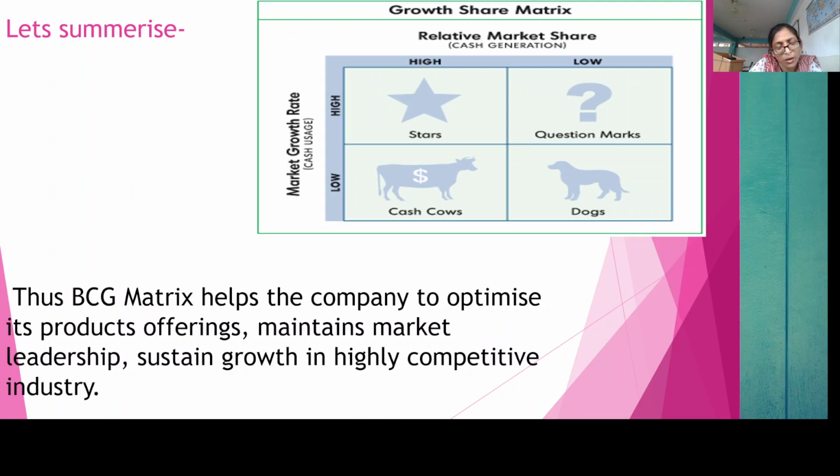Thus we can conclude that the BCG matrix helps the company optimize its product offerings, maintain market share and market leadership, and sustain growth in a highly competitive industry. Though it is not the only matrix which can give you a very clear view of the future in this ever changing business environment.